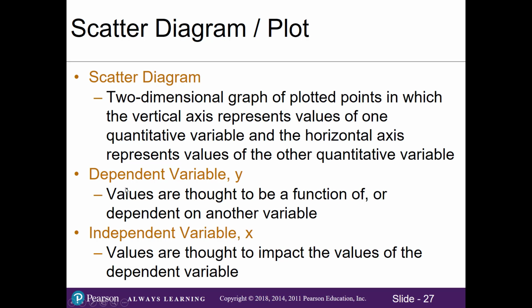If we look at the y-axis, this is our dependent variable. So these are values that we think are a function of or are dependent on another variable. That other variable is our independent variable, which follows the x-axis down below. These are the values that are thought to impact the values of our dependent variable. We'll look at an example shortly. Now, we'll learn more about this in Chapter 14, but in this chapter, we're really just focused on how to create the charts and what they're used for.